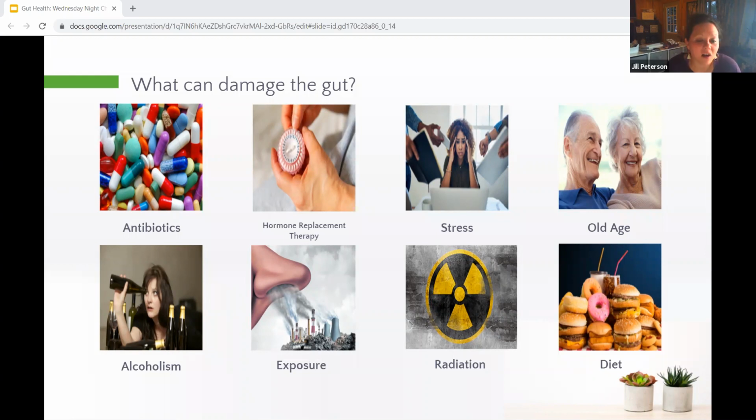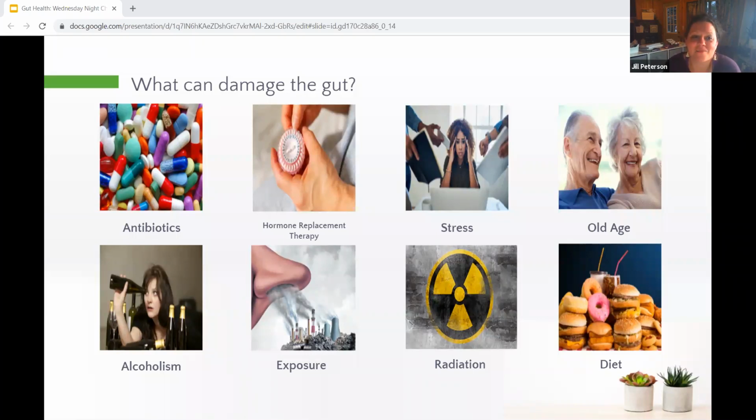Old age, alcoholism, pollution, exposure. When I say exposure to toxic substances, that is everything from your household cleaners to stuff that is in the air. They all rob your gut of nutrients and will cause damage.